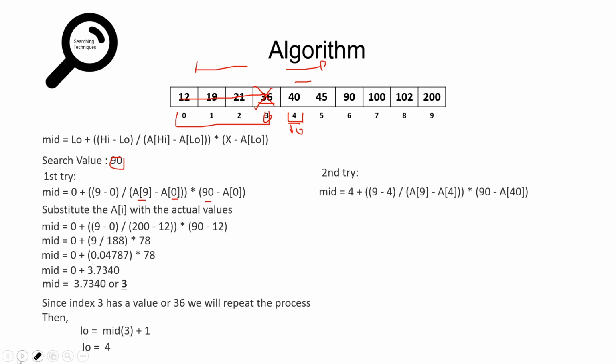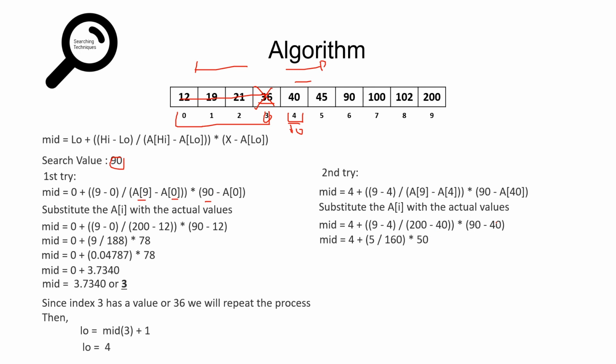What we're going to do now is replace them with new values. So, mid is equal to 4. Our low now has 4, remember this, plus 9 minus 4 and a with index of 9, a minus a with index of 4, and so on. So, what we'll do is calculate them. We substitute the values. So, 9 minus 4 is 5, 200 minus 40, and 90 minus 40. So, after that, 9 minus 4 is 5, divided by 160, 200 minus 40, and 90 minus 40 is 50. When we do the math, this is the answer.